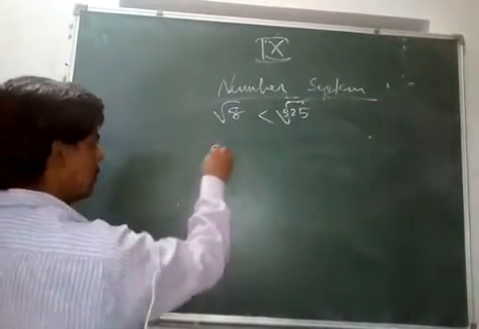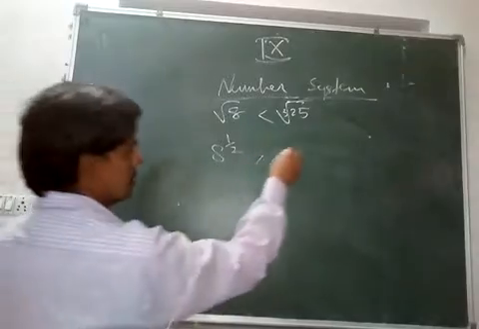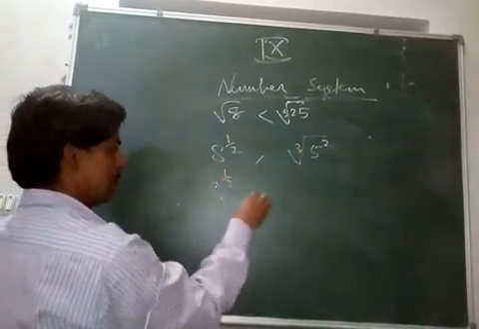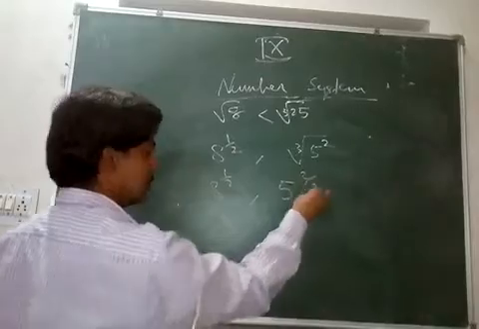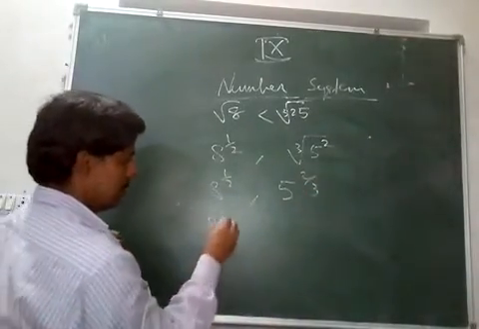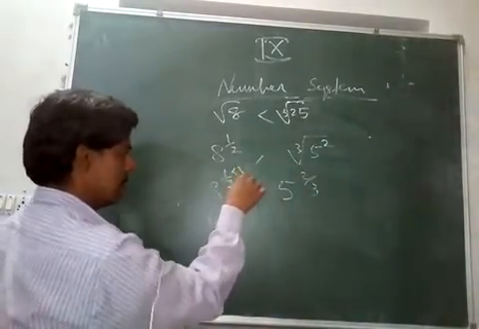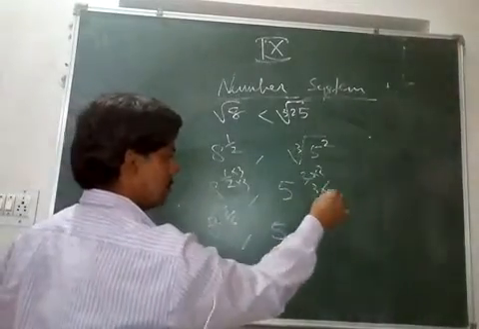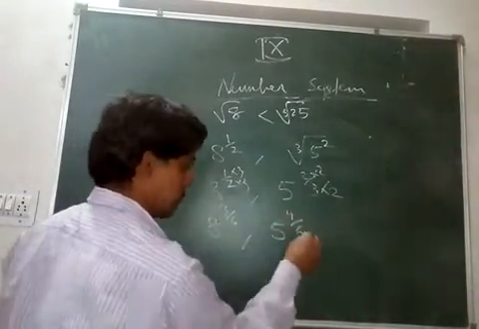I have written 8 to the power half, and this I have written 5 square. This I have written 8 to the power half, this I have written 5 to the power 2 by 3. This I have written multiplied by 3, 3: 8 to the power 3 by 6, this I have written 5 multiplied by 2, 2: 5 to the power 4 by 6.